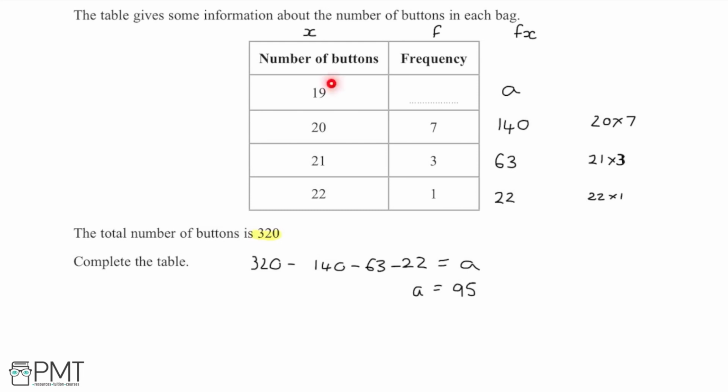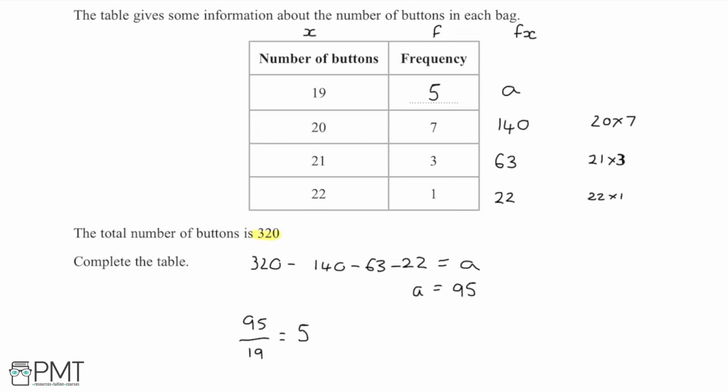And if there are 19 buttons in each bag, we can take this 95 buttons and divide it by 19 in order to get the number of bags that have 19 buttons in, and that gives us an answer here of 5. 5 bags have 19 buttons in, and I can fill in the table with the answer of 5.